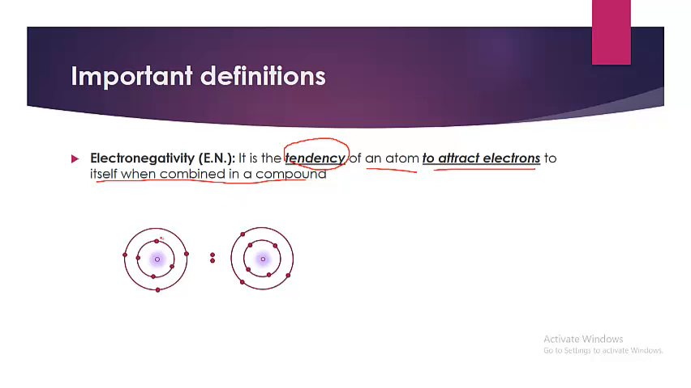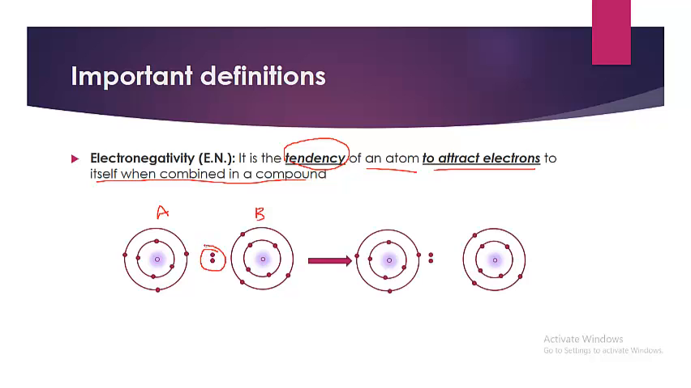Let's take this atom and call it atom A, and call this atom B. Now atom A and atom B are in the combined form. Let's say they are forming a chemical compound by sharing these electrons. These electrons are the shared electrons. But atom A has more tendency to attract electrons towards its side, so it has attracted these electrons very close to atom A. So in this case we say the electronegativity of atom A is greater than the electronegativity of atom B.